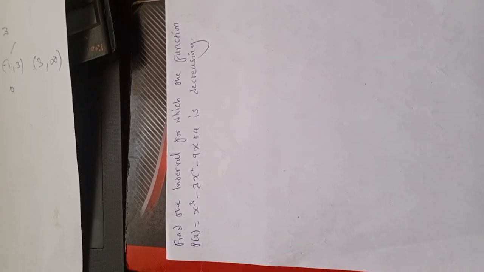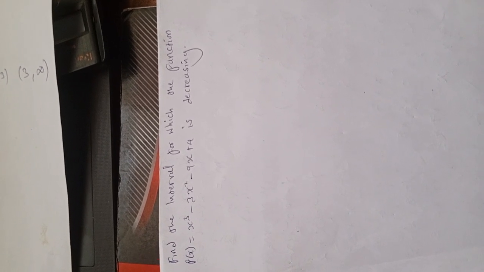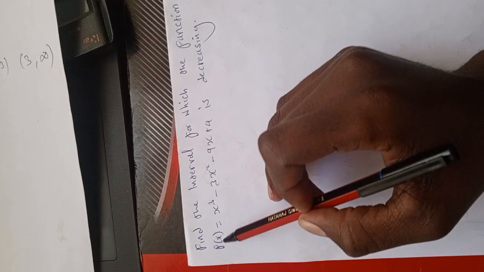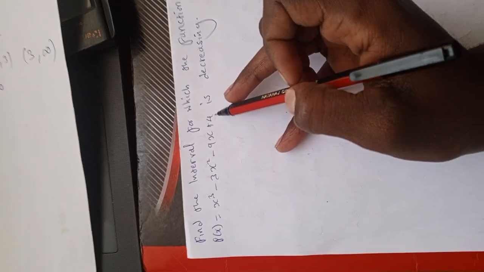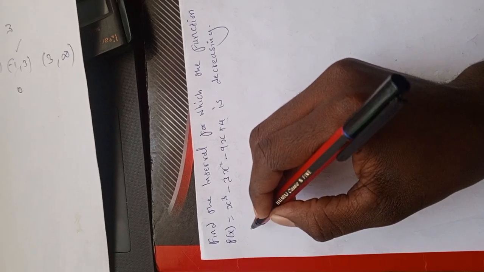Find the interval for which the function f of x equals x cubed minus 3x squared less 9x plus 4 is decreasing. First things first, we need to find the critical points. How do we find the critical points? For us to find the critical points, we have to differentiate this function. We have to find the first derivative of the function.